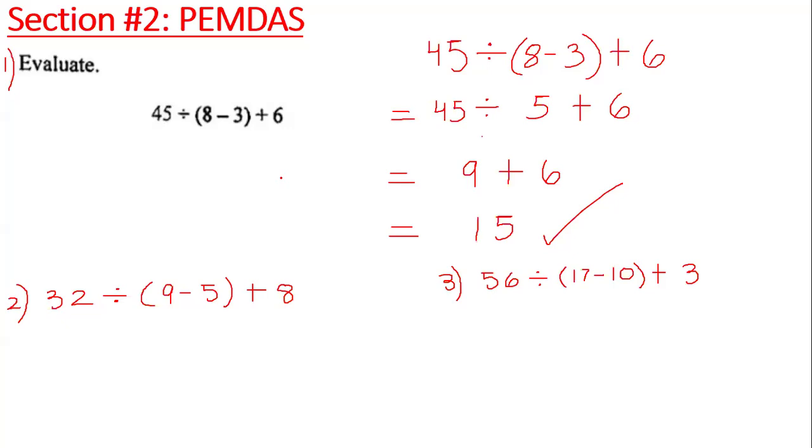So basically, you have to follow the PEMDAS rule. The PEMDAS rule says that you have to do the ones in parentheses first. So 8 minus 3, which is what? 5. Then we do 45 divided by 5, which gives us 9. Very good. And we do 9 plus 6, which gives us what? 15. That's how we do it.